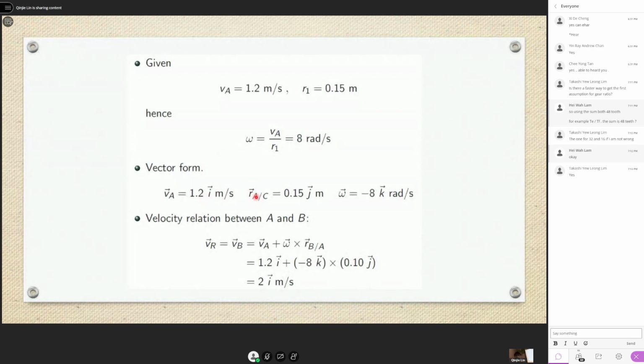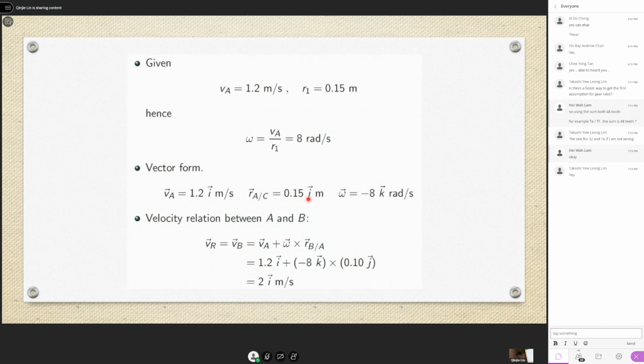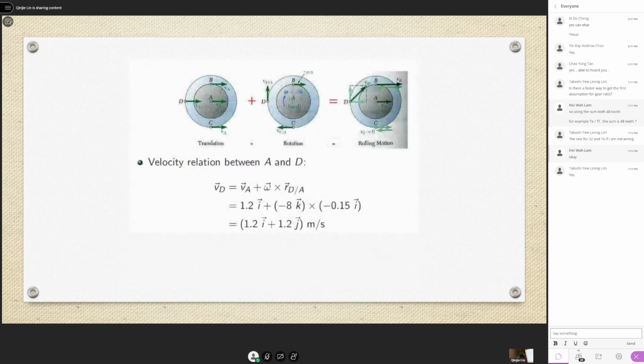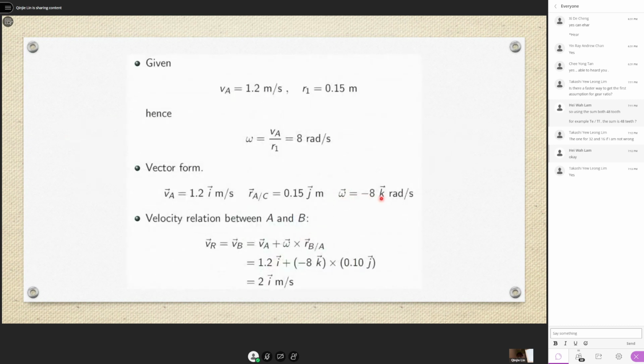And then the position of A relative to C. Imagine you are standing at C, where is A relative to you? A is upwards, correct? That's why it's 0.15 j. Then this omega equals minus 8k. You all remember how to get this? The right hand rule.